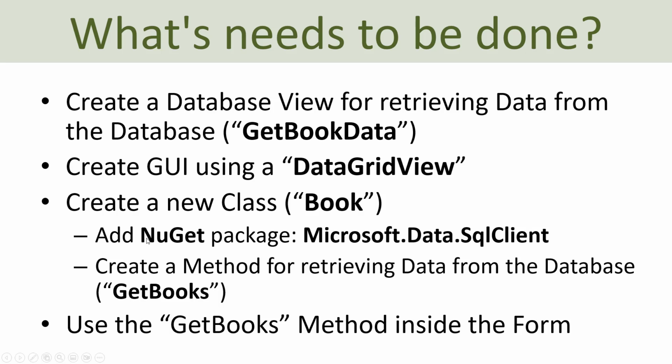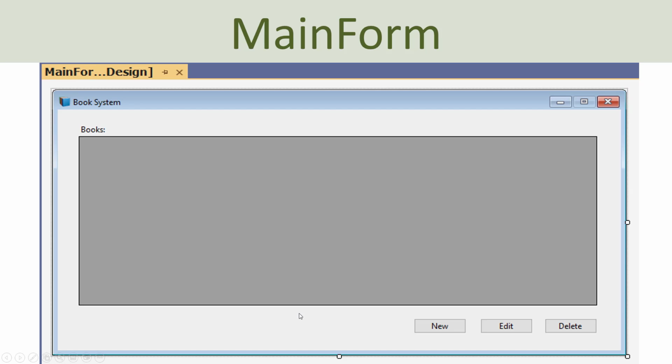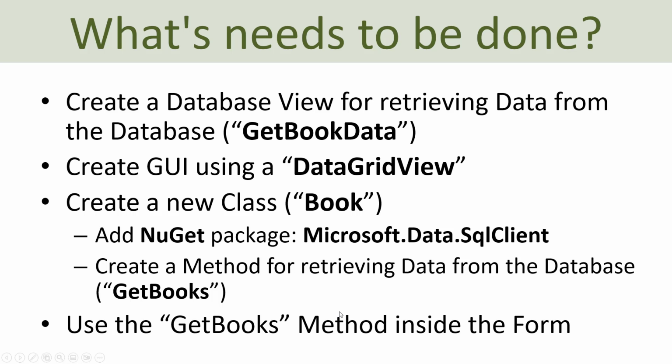Then I need to add a NuGet package to include Microsoft.Data.SqlClient in order to be able to use the features for communicating with a database within my C# code. Then I'm going to create a method in the book class called getBooks in order to retrieve the necessary data from the database using this view. And then finally we need to use this getBooks method inside our main form. So let's start by creating this database view in SQL Server.